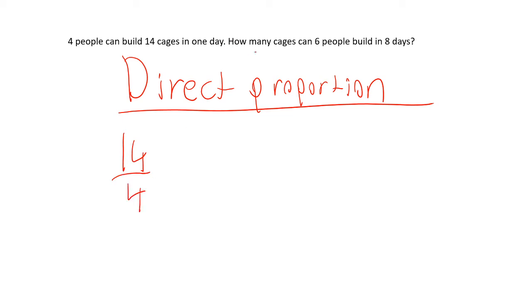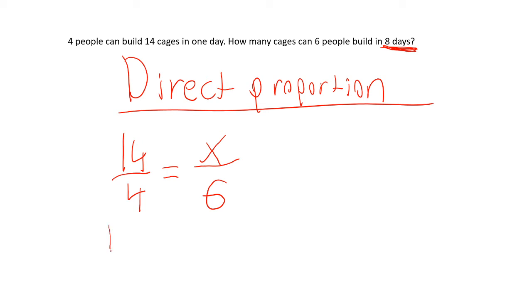Now, we know 14 cages are built by 4 people in 1 day. But the problem is asking how many cages can 6 people build in 8 days? Well, this is just 1 day. Now, we could do some things, we could multiply by 8, but I'm just going to go simple. This right here is the cages. This right here is the people. 4 people, 6 people, x. What I'm doing is I'm finding how many cages can 6 people build in 1 day. We know 4 people can build 14, so 6 people should be able to build more cages.